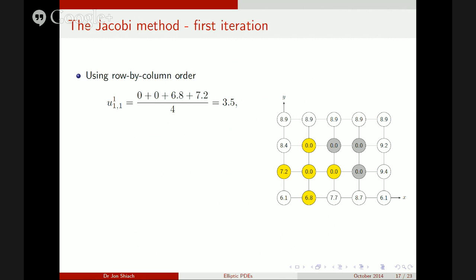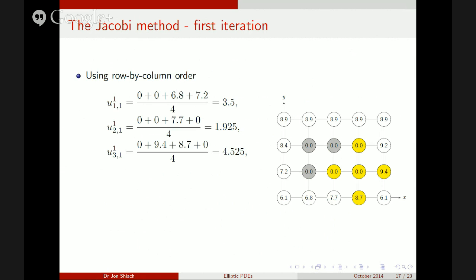Using row by column order again, so I'm going across the row and then up. For U11, the initial conditions were 0s apart from at the boundary. So our first estimate for the solution is 0 plus 0 plus 6.8 plus 7.2, divided by 4, and you get 3.5. Move to the next node. What we have here is 0 plus 0 plus 7.7 plus 0, divided by 4, which is 1.925. Carry on in the same way. So that's that one there.